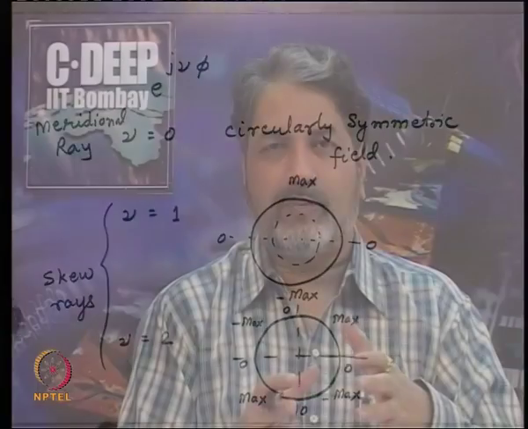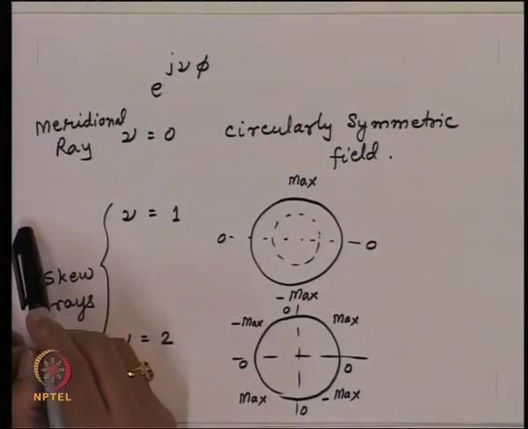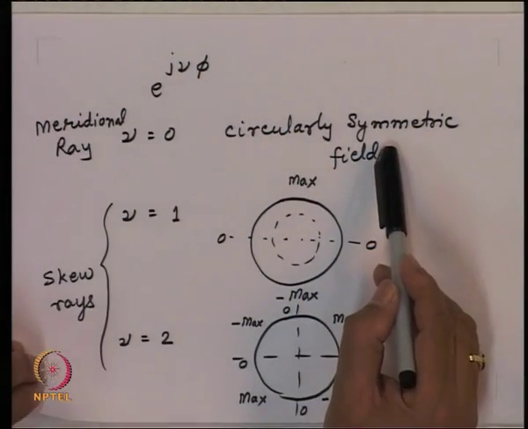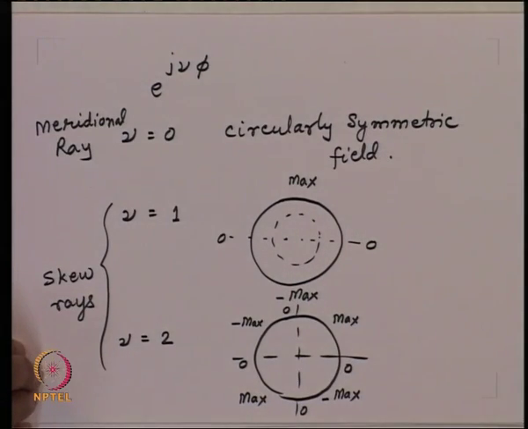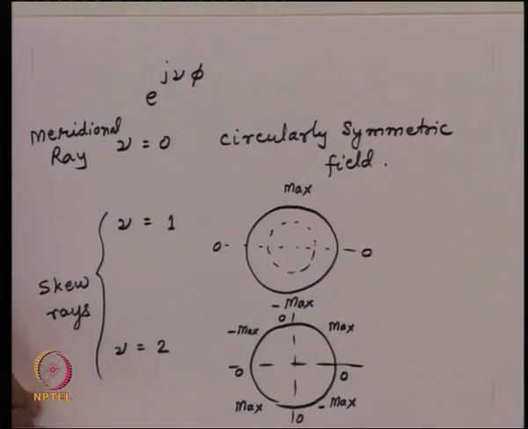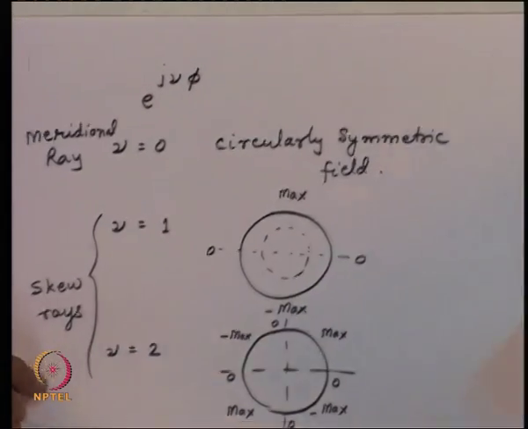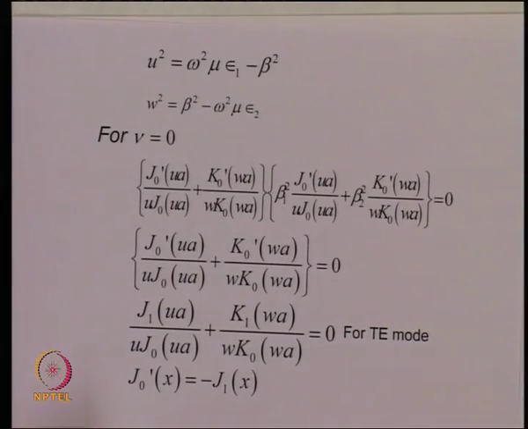So you can see a one-to-one correspondence between the ray model and the wave model, and that is always good, because whatever understanding we have developed from the ray model should support the deeper understanding we are going to develop from the wave model. Now this set of rays which correspond to nu equal to 0 are circularly symmetric and special. That is the reason we want to find out the characteristic equation for nu equal to 0, because they are the ones which are going to represent the meridional rays.